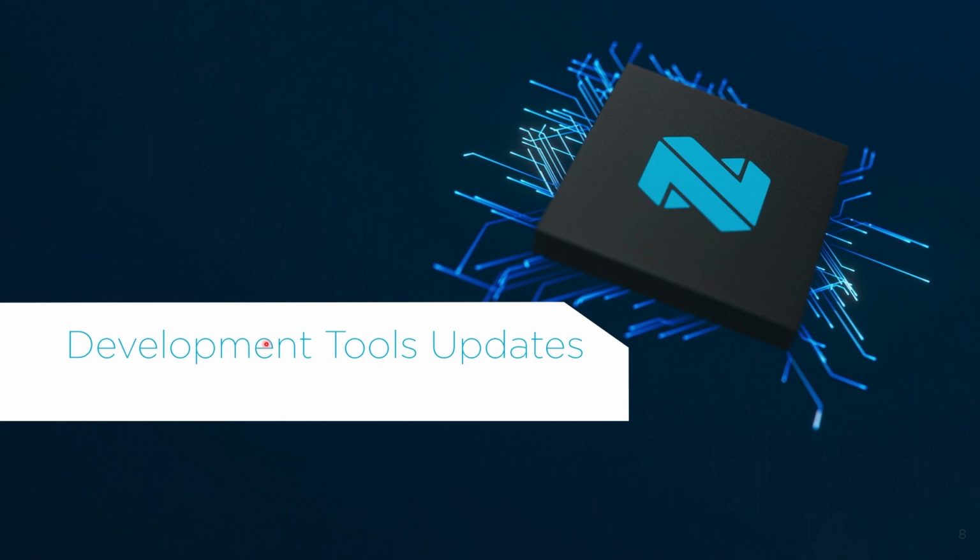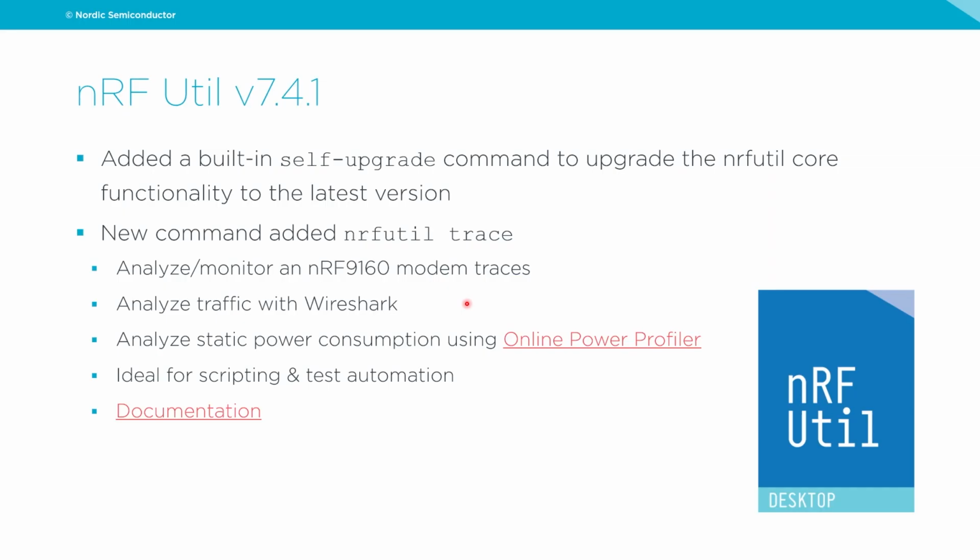Let us then continue with the updates on Nordic development tools. So the first thing to talk about is the nRF util. There's a new version out, version 7.4.1. And two main things to highlight here. The first one is that there's a new built-in self-upgrade command. What this command does is upgrade the nRF util core functionality to the latest version.